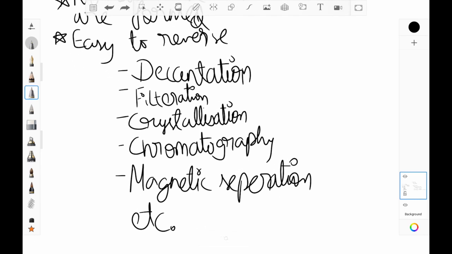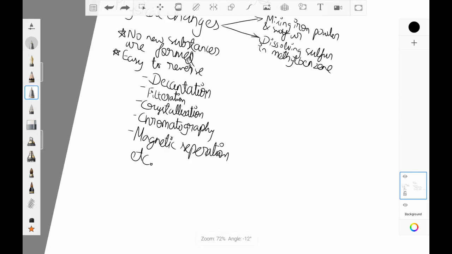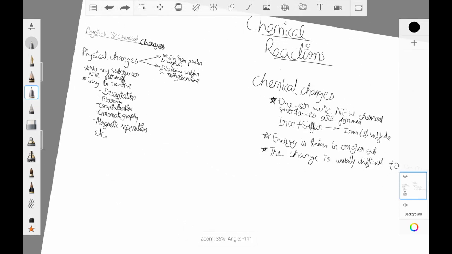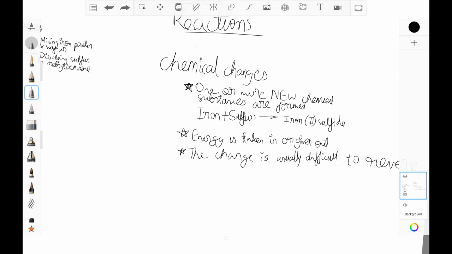A few other methods of separation include decantation, crystallization, chromatography, but there are obviously many others. Distillation is another common one. And we'll be looking at chromatography more in detail in the last chapter, which has to do with purification.